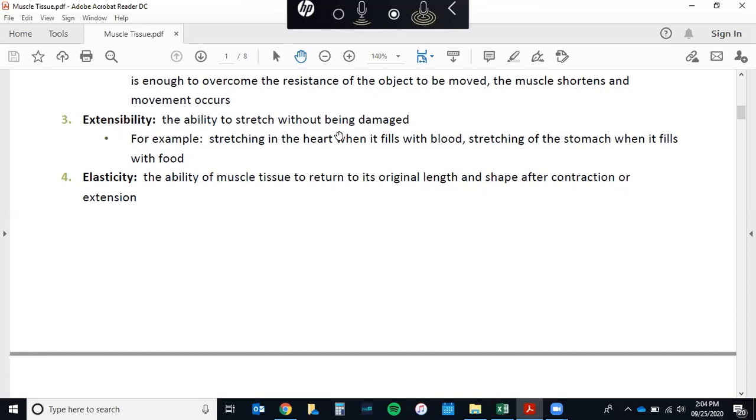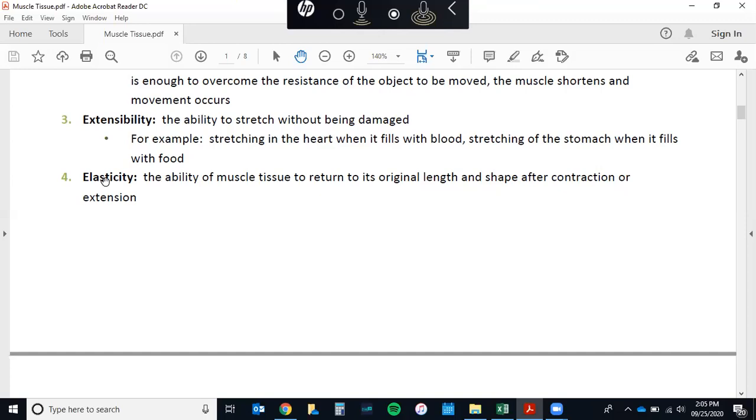Now, once again, these properties are shared by all three types of muscles. So we see here stretching the heart when it fills with blood, stretching the stomach when it fills with food, or stretching your quads and your arm muscles before you go for a jog or play a sport. Now, like a rubber band, you can stretch it, but only a certain amount before it would be damaged. So I want to point out that "without being damaged" is kind of misleading, because muscles obviously can be damaged. But the way that we're structured, for the most part, we don't see too drastic damage occurring most of the time anyway.